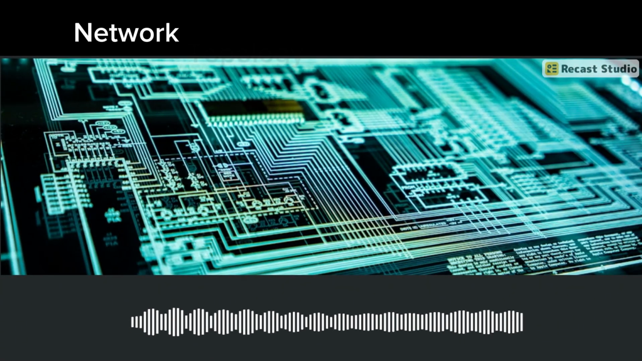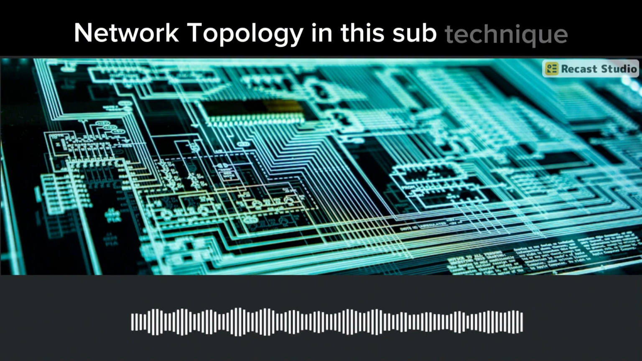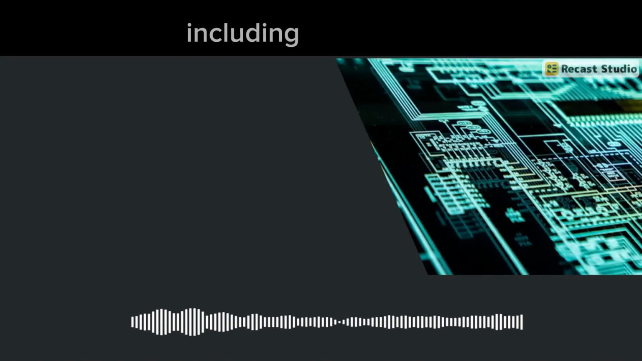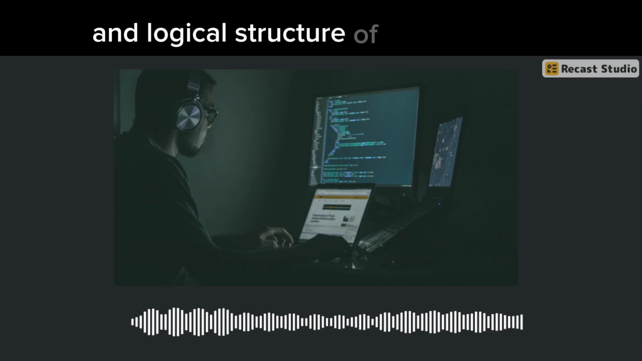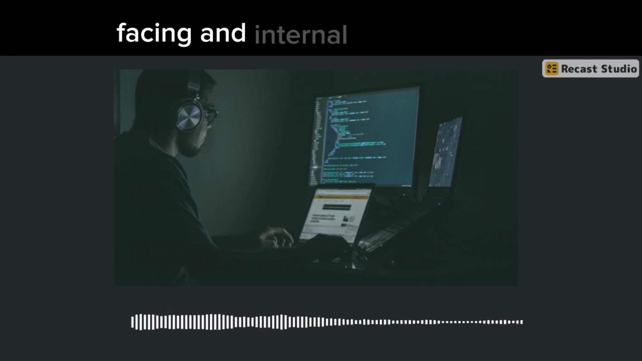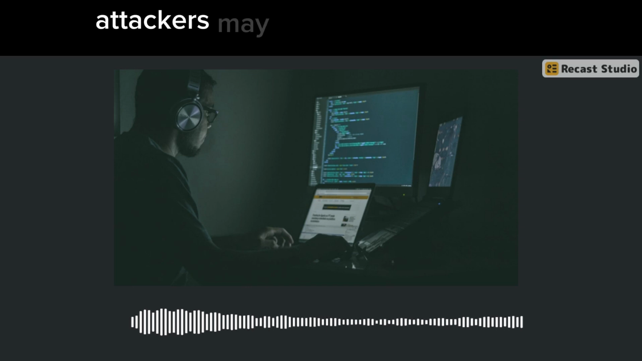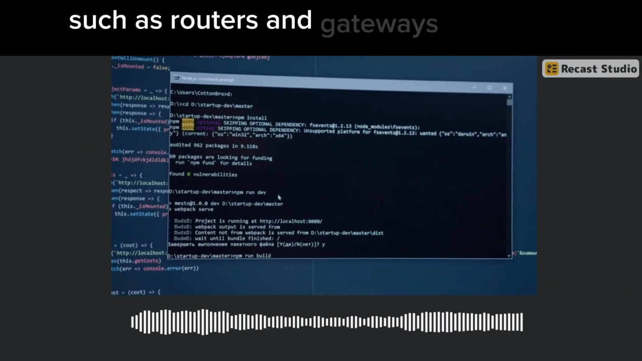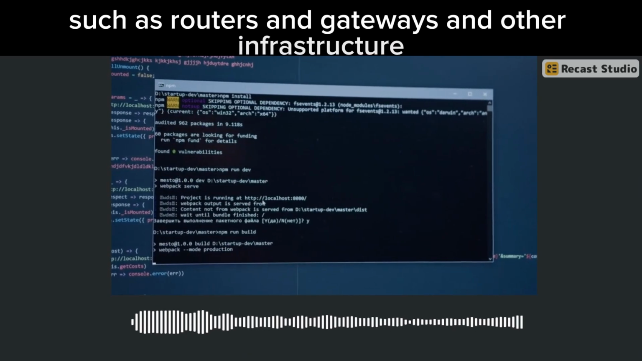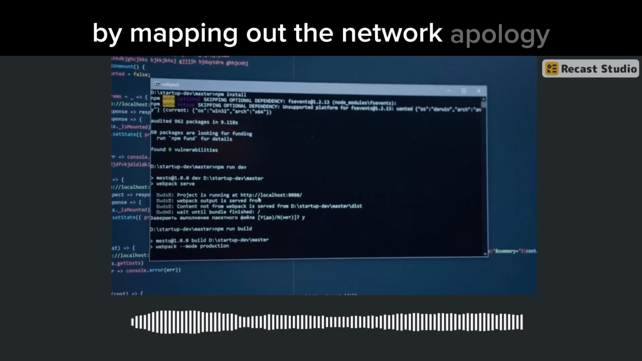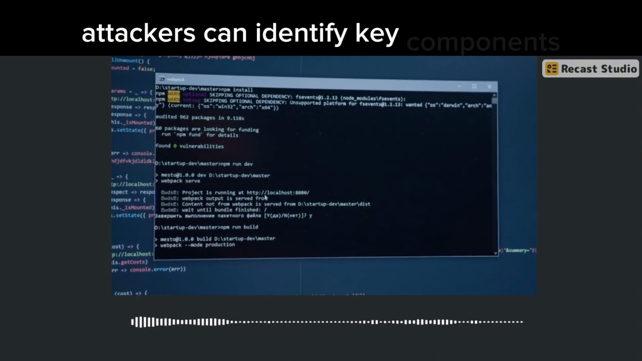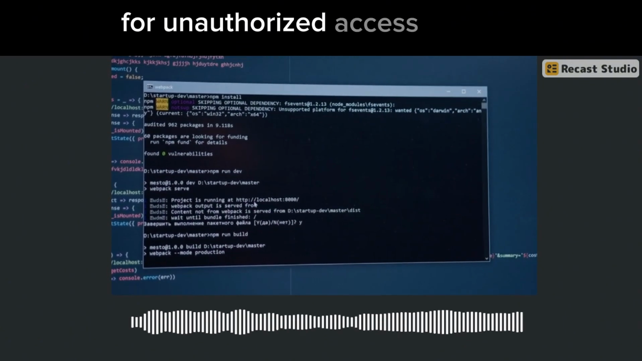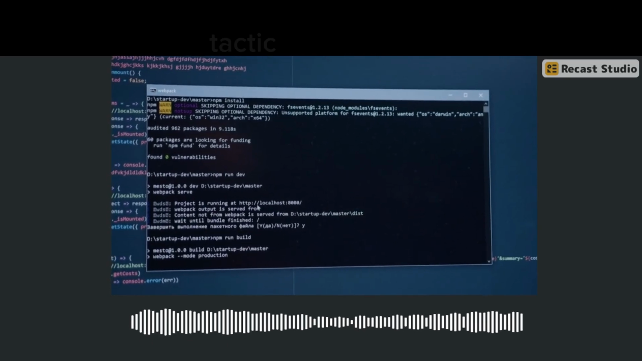T1590.004, Network Topology. In this subtechnique, adversaries seek to understand the network's topology, including the physical and logical structure of both external-facing and internal environments. Attackers may look for details about network devices, such as routers and gateways, and other infrastructure. By mapping out the network topology, attackers can identify key components and pathways that might be exploited for unauthorized access or data exfiltration.